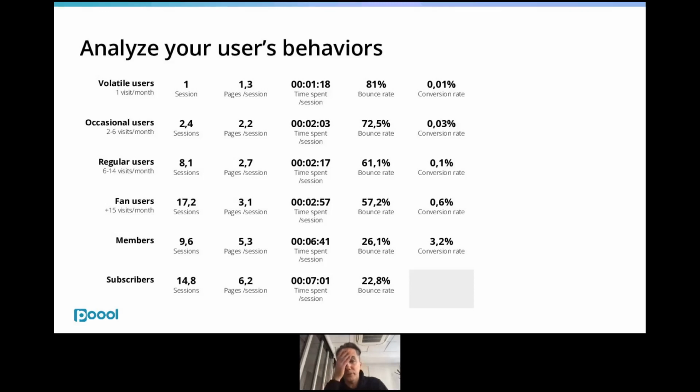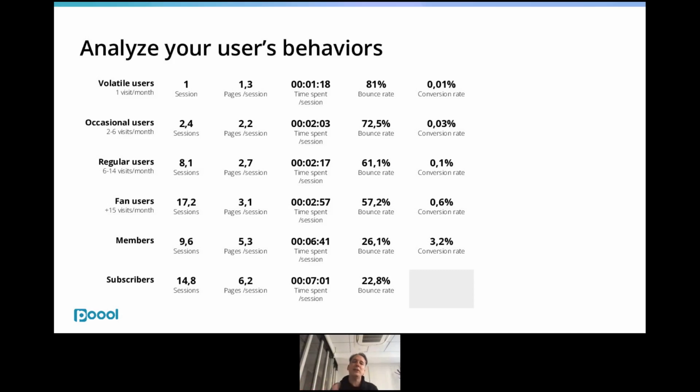So let's go into some numbers now. Hang with me. The first one is looking at the relationship between engagement and conversion for subscription. Let's say you're a digital publisher, you want to embrace subscription revenues. You have to think that a volatile user is having one session a month, generating about 1.3 pages on average, a short time spent with a big bounce rate. And bottom line, the conversion rate is 0.01%.